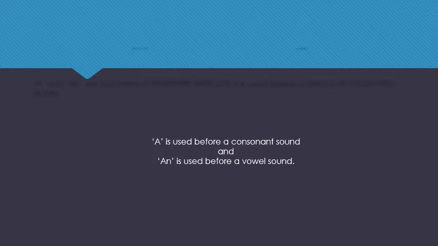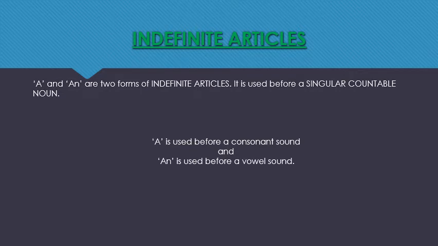Indefinite articles. A and an are 2 forms of indefinite articles. It is used before a singular countable noun. Singular countable means something that is in 1 unit and it can be counted, like a pen, pencil, eraser, scale, duster. So these are singular things and it can be counted also. Can you count water? No, you cannot count. So it is not countable.